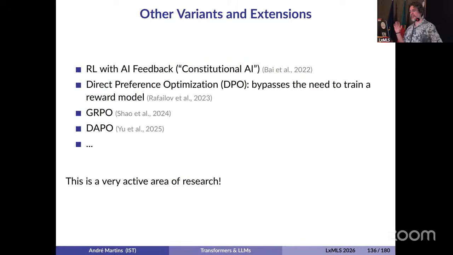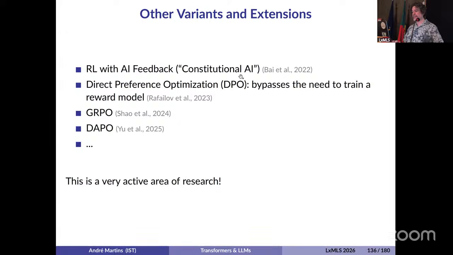There are many variants and extensions of this. I don't know if Zita is here, I don't think she is, but she's going to talk more about these topics in the afternoon, so I'm not going to get into a lot of details. But you can replace the human feedback with AI feedback. That's what Anthropic does with their constitutional AI. They have a bunch of constitutional principles that are used to guide the feedback.